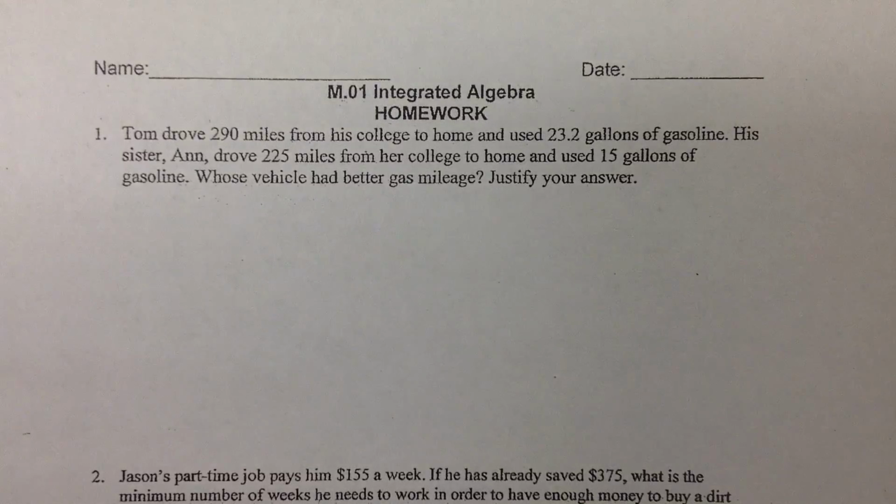All right, Tom drove 290 miles from his college to home and used 23.2 gallons of gasoline. His sister Ann drove 225 miles from her college to home and used 15 gallons of gasoline. Whose vehicle had better gas mileage? Justify your answer. All right, so this problem actually comes from Unit 3, which was about proportions.